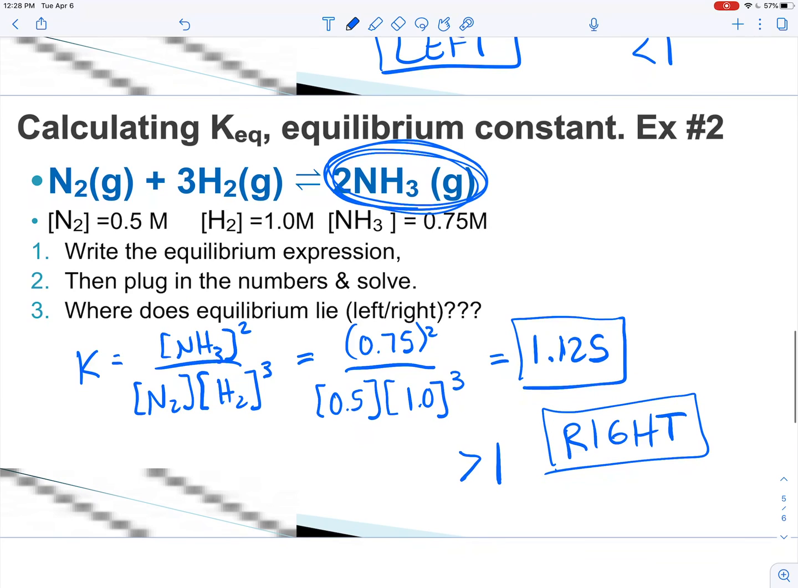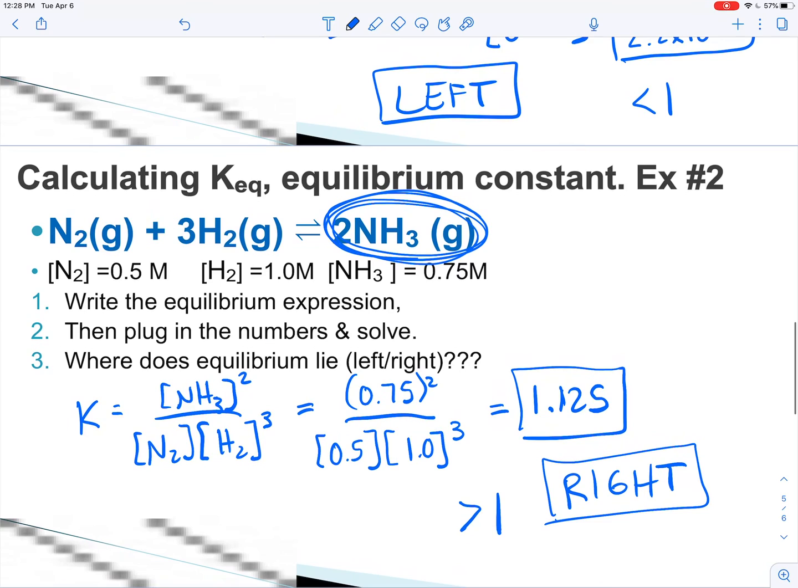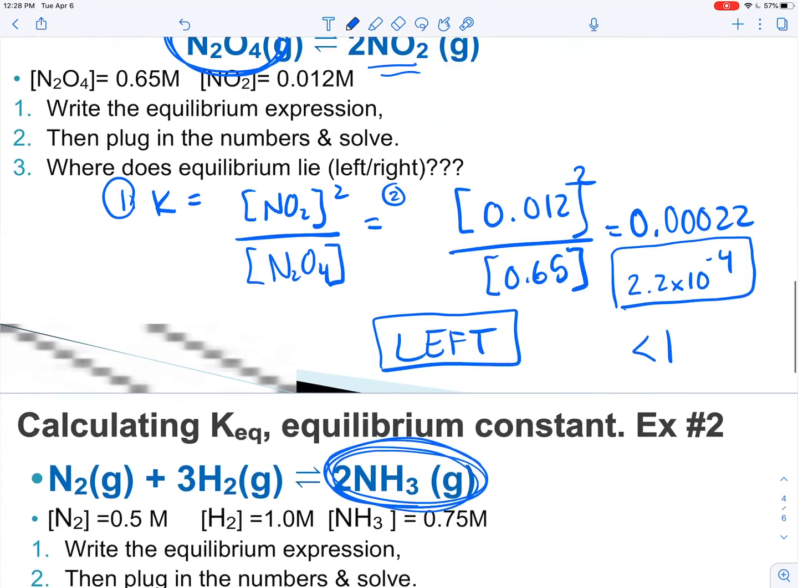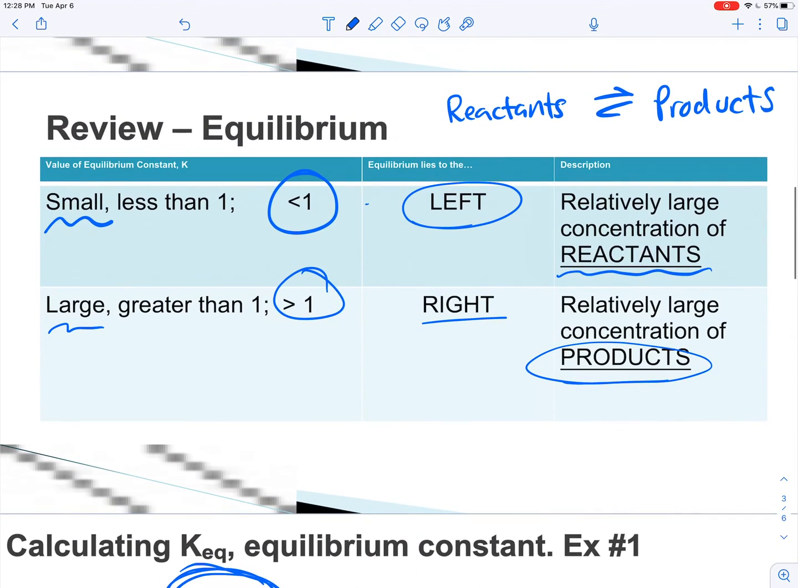All right, that's how you calculate equilibrium constant K. Go ahead and try a couple of practice problems on your own. Just make sure you're double checking your math and figuring out which way equilibrium lies by looking at this table.